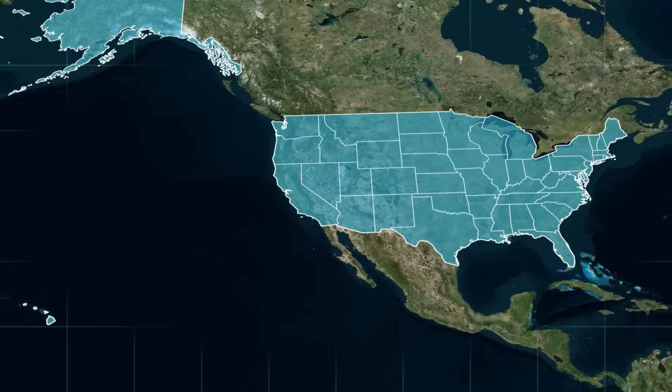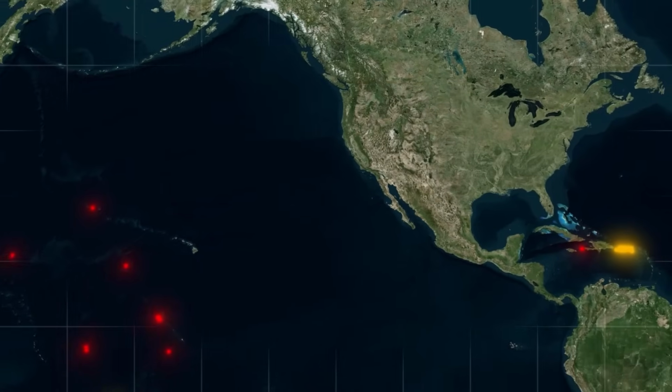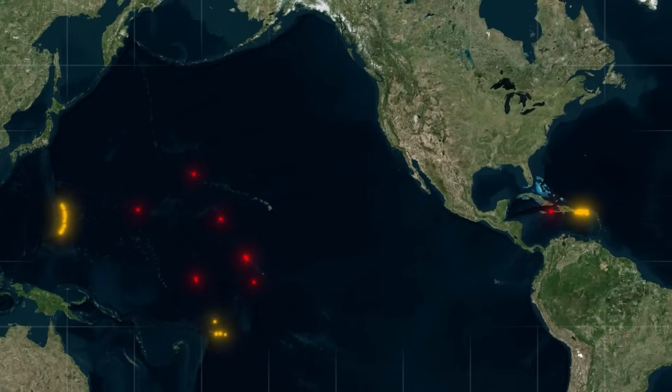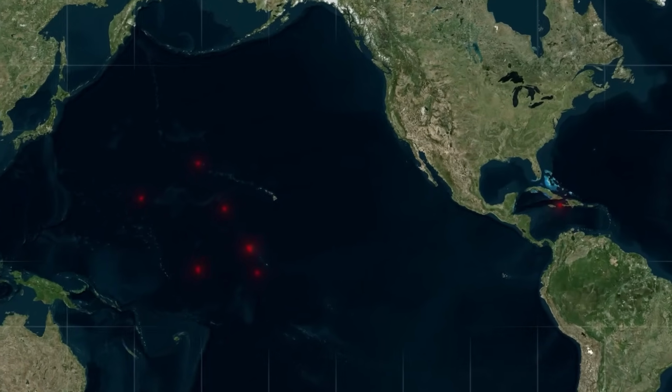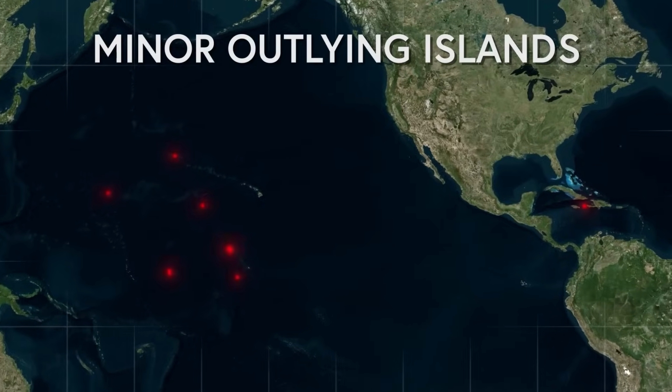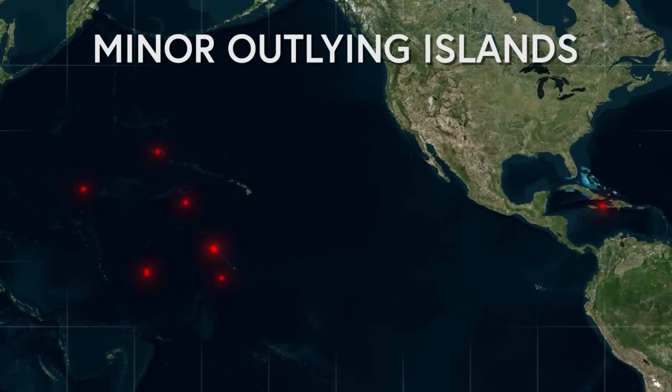So let's take a closer look at each of the 14 U.S. territories, beginning with the uninhabited ones. The United States controls a number of minor outlying islands known for being uninhabited.